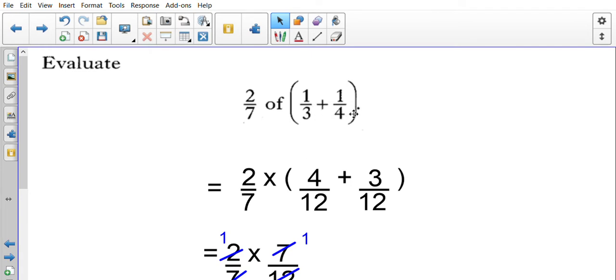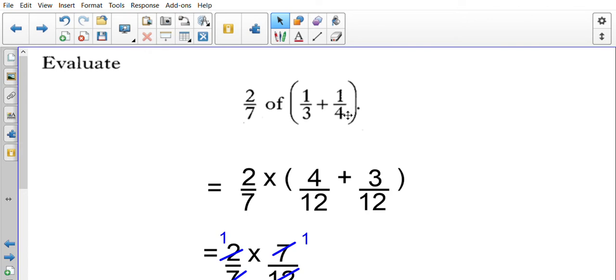You can't add them right now, you need to look for the lowest common multiple. In other words, the first number to appear in both the 3 and the 4 times table, which is 12. And then remember, you need to change them to equivalent fractions. In other words, whatever you've multiplied the denominator by, you must also multiply the numerator by. So to get from 3 to 12, we've multiplied by 4, hence why 1 times 4 is 4.